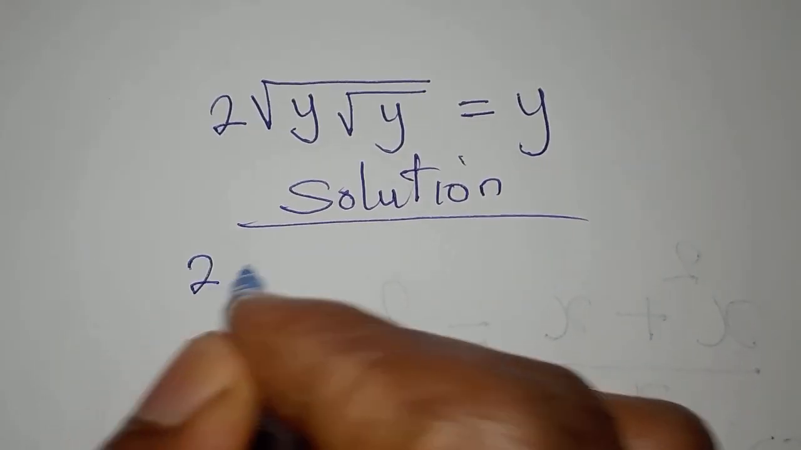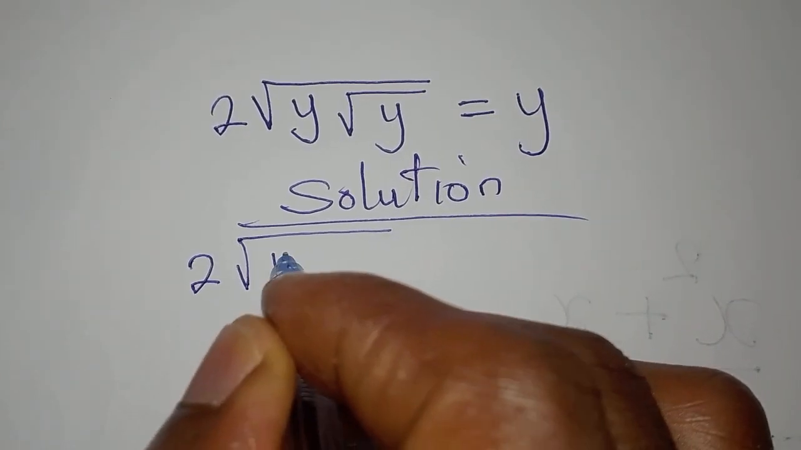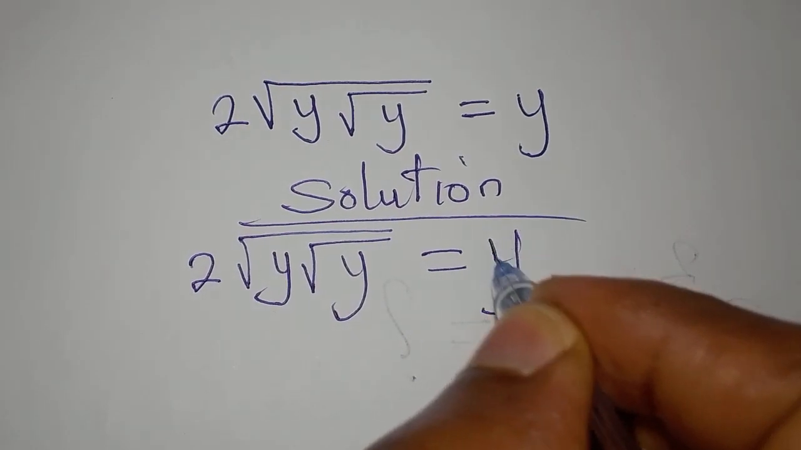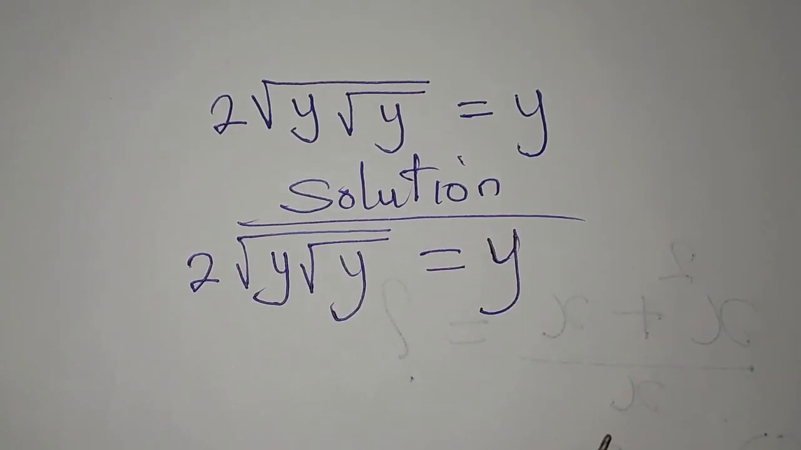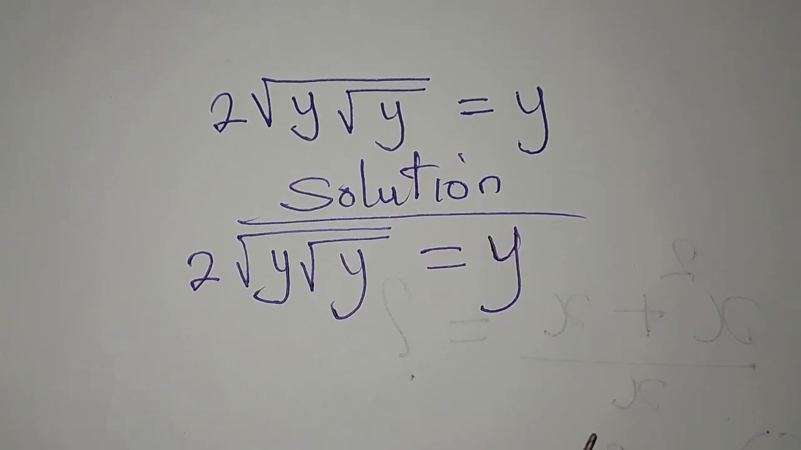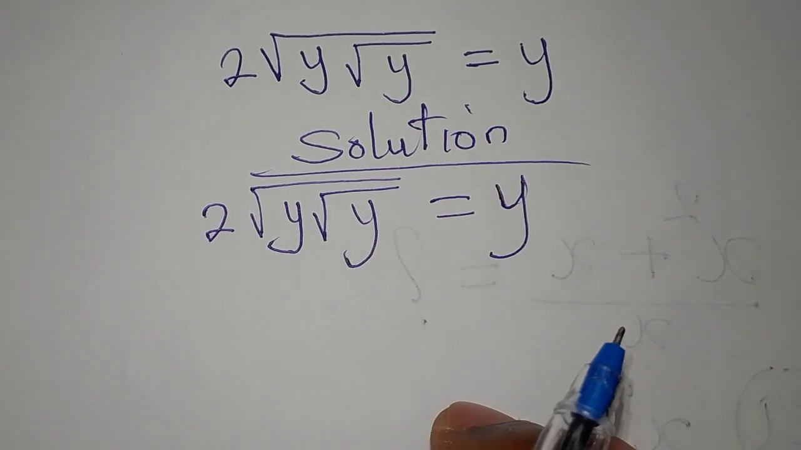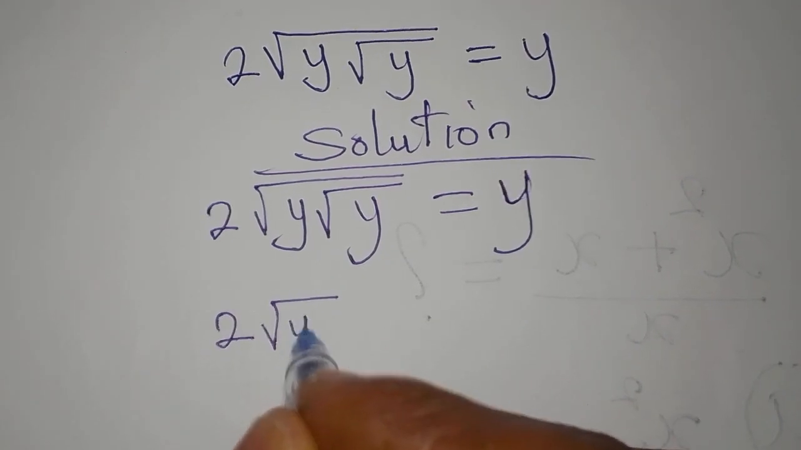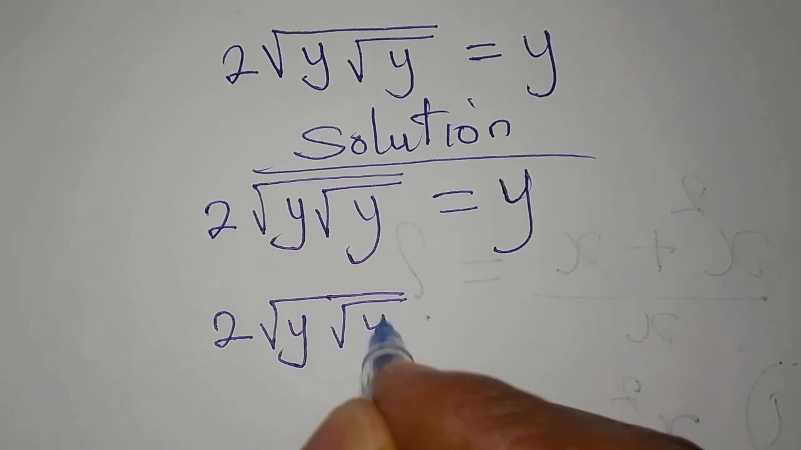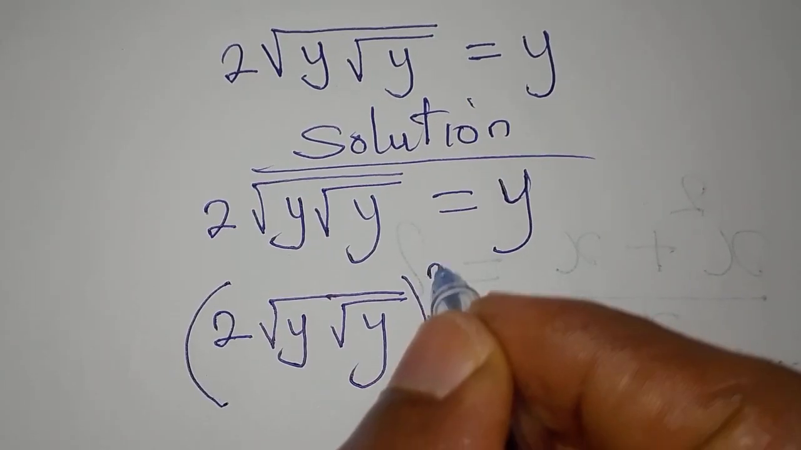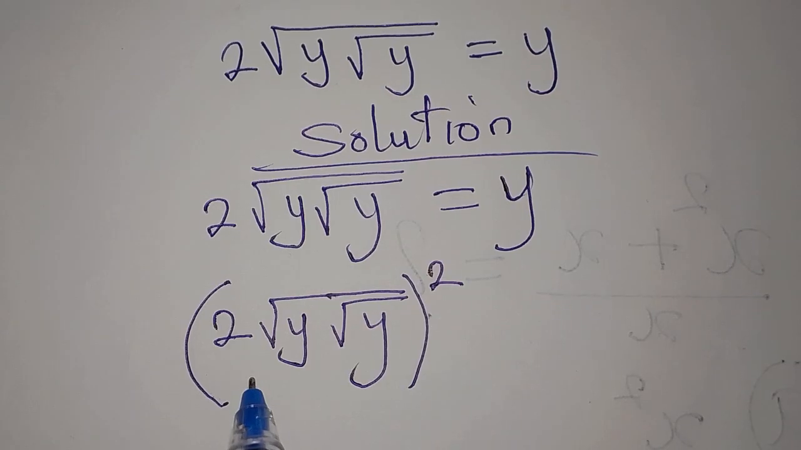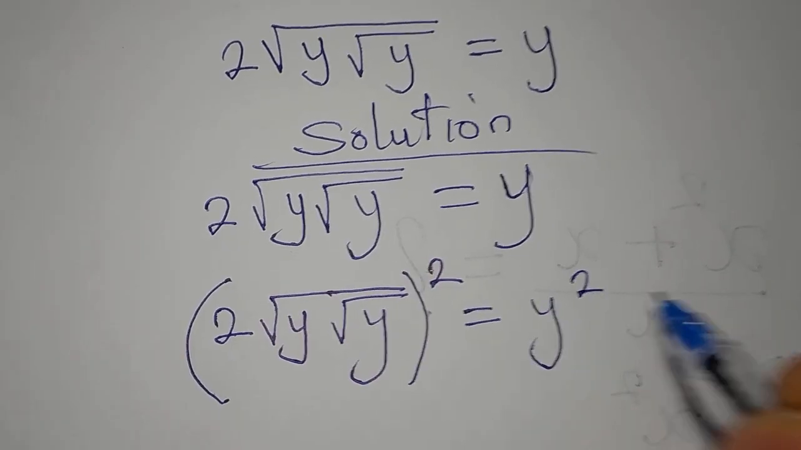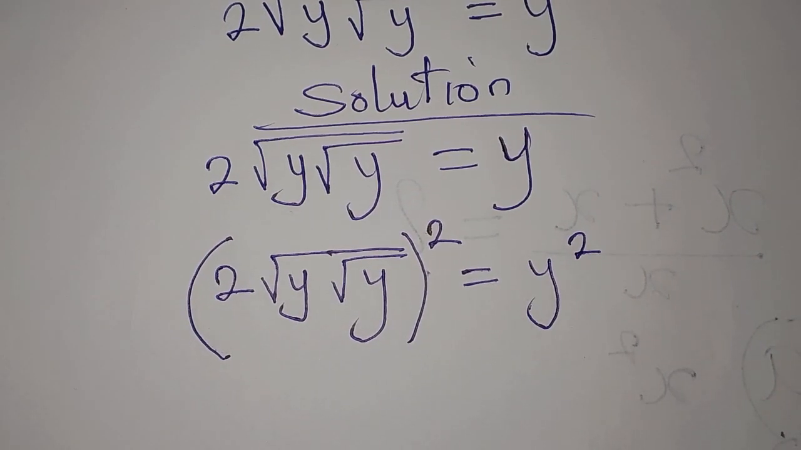Today we have 2 root y, root y equals y. So this is what we want to solve, and it's very simple. Let's start. First thing first, we have 2 square root of y, then square root of y, and we are going to square this. We are squaring this to remove the square roots. So what you do on one side, you would have to do on the other side.